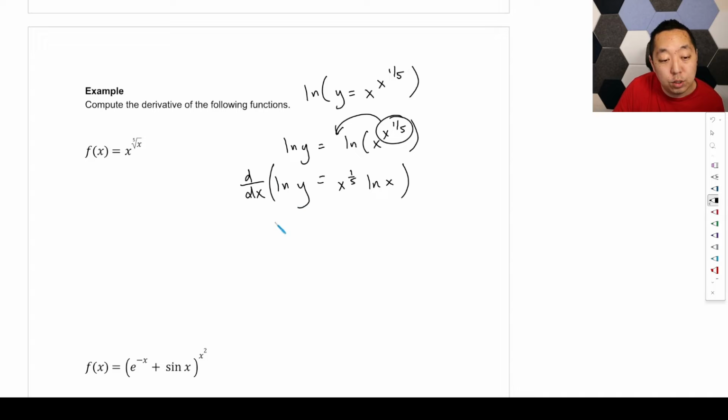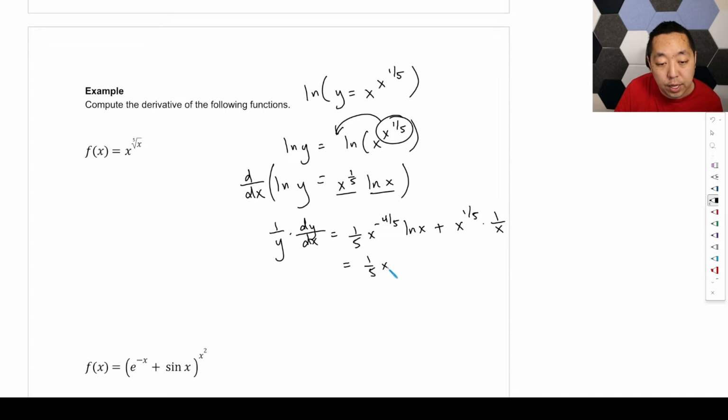So the derivative of natural log is 1 over y. Then by implicit differentiation or chain rule, I have to multiply by dy dx. Here we're going to do product rule. So we take the derivative of that, which is 1/5 x to the negative 4/5 ln of x, plus this guy times the derivative of ln of x, which is 1 over x. And if you do that, this becomes 1/5 x to the negative 4/5 ln of x, and to simplify a little bit, this is x to the 1, you subtract the exponent, plus x to the negative 4/5.